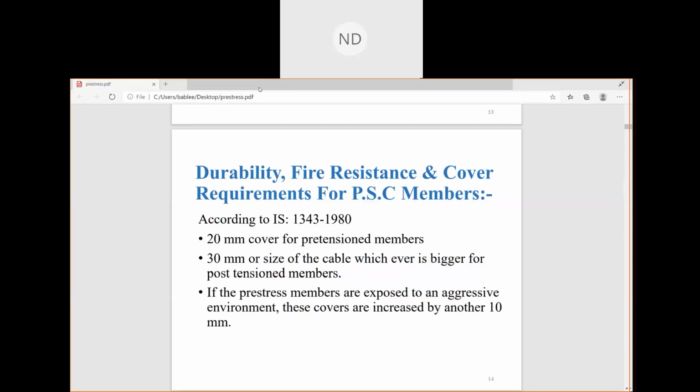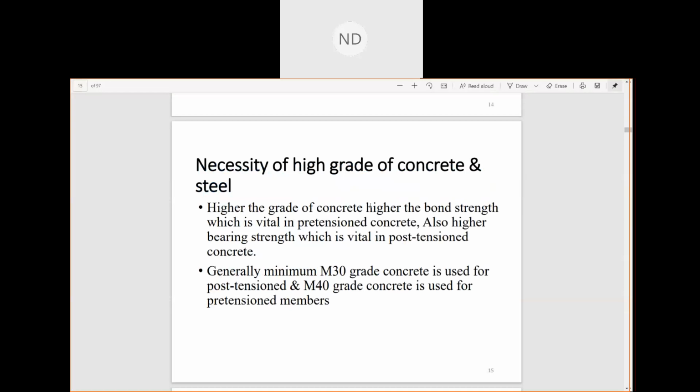Then, the next one, the necessity of high grade of concrete and steel. Why do we need high grade of concrete and steel? Because the higher the grade of concrete, the higher the bond strength, which is very much vital in pretension concrete. Also higher bearing strength, which is vital in post-tension concrete. Generally, minimum M30 grade of concrete is used for post-tension and M40 grade concrete is used for pretension.